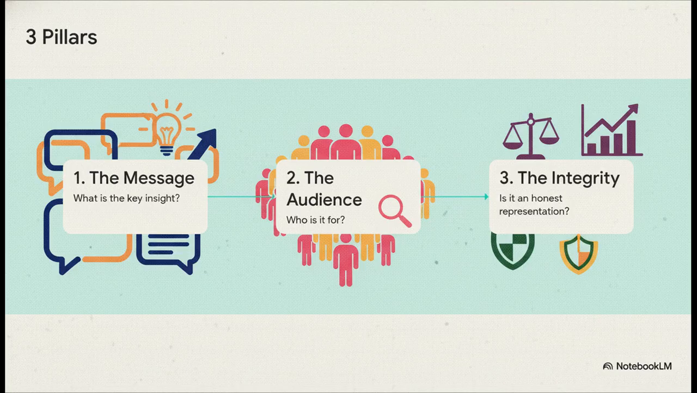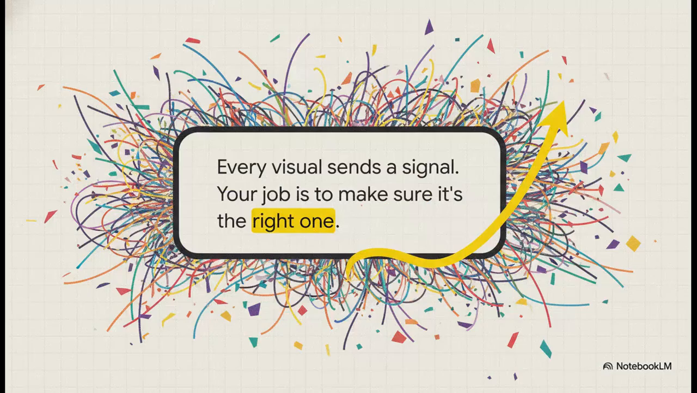And any great piece of visual communication really stands on three main pillars. First up is the message. What's the one crucial thing you need to get across? Second, the audience. Who are you talking to? Are they experts who get all the jargon, or is it a general audience that needs a simple version? And third, and this is maybe the most important, the integrity. Is your visual an honest, truthful representation of the data? And this is something you've really got to understand. Your choice of chart, your colors, your labels, every single thing you do sends a signal.